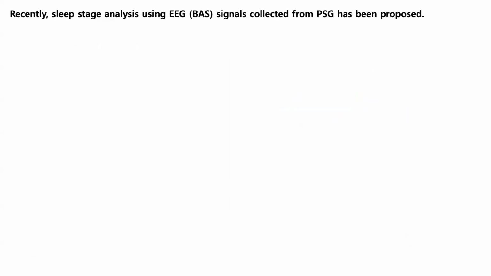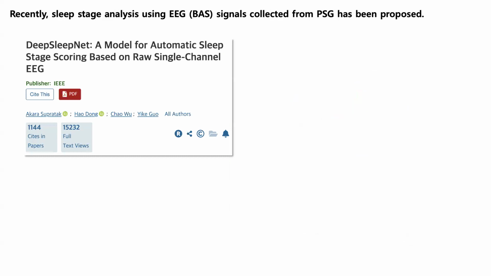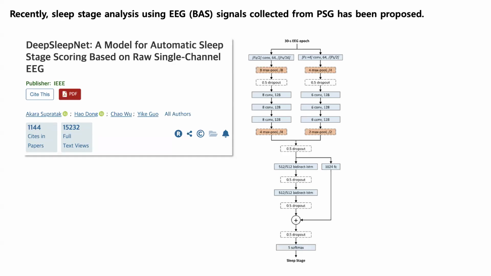Okay. Recently, sleep stage analysis using EEG signals, which is the same as BAS, collected from the PSG, has been proposed, named DeepSleepNet, a model for automatic sleep stage scoring based on raw single-channel EEG. This architecture looks like this. The top part is for representation learning, to extract the feature set using convolution layers. There are two individual convolution layers, and each convolution layer tries to capture the patterns individually.